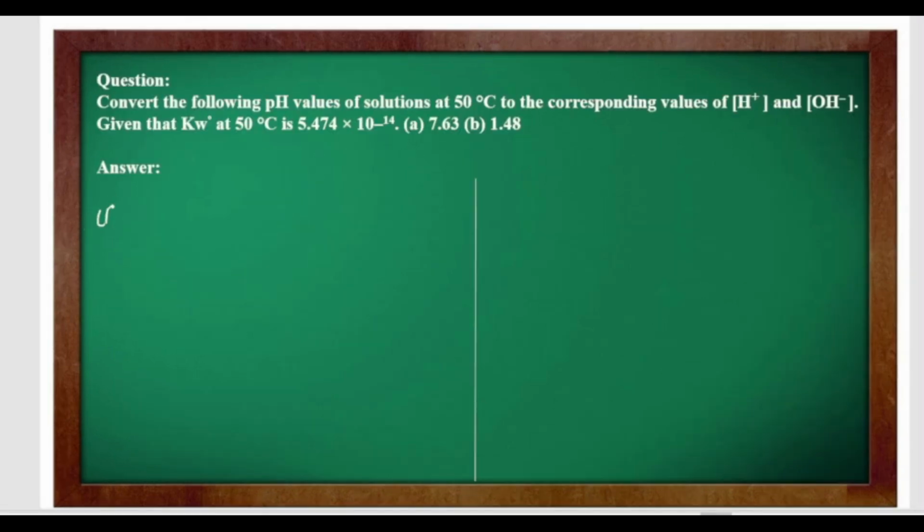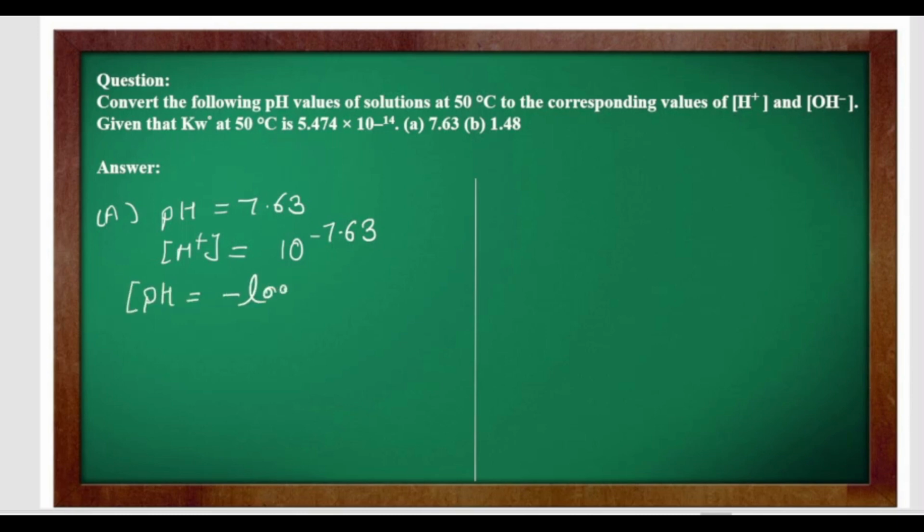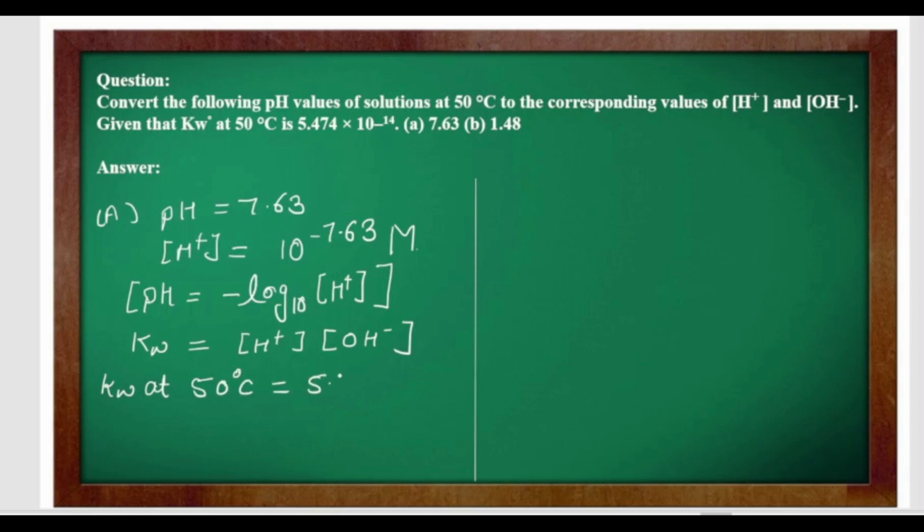In part A, pH is 7.63. So the H plus concentration comes out to be 10 raised to power minus 7.63 using the pH formula. Kw is the multiplication of hydrogen and hydroxide ion concentration. Given Kw at 50 degrees Celsius is 5.474 multiplied by 10 raised to power minus 14.